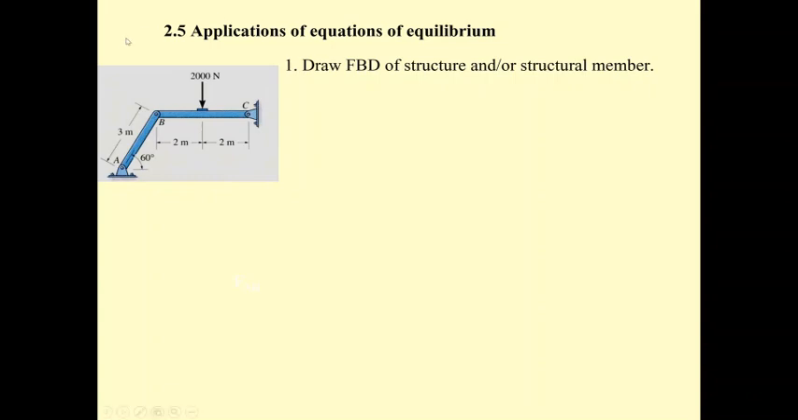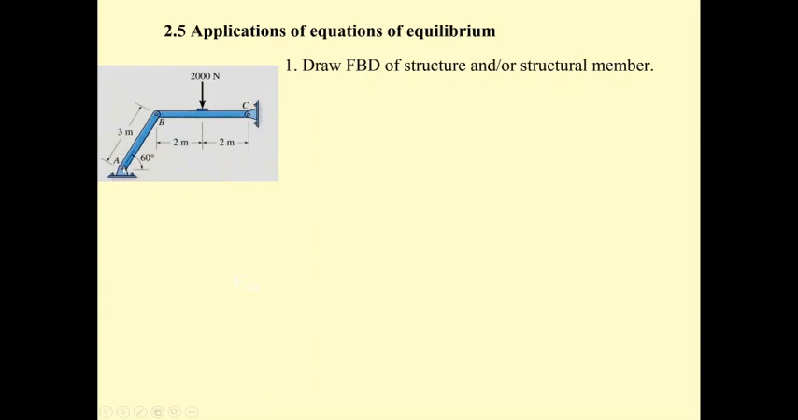In the drawing of this structure, we consider A is a pin and C is also a pin. Under application of the 2000 Newton force, we have 4 unknowns. If we consider the whole structure, we have 4 unknown reactions and only one free body diagram, and then we have only 3 equations of equilibrium. That means we cannot analyze this structure. So we need to separate the structure into 2 parts.